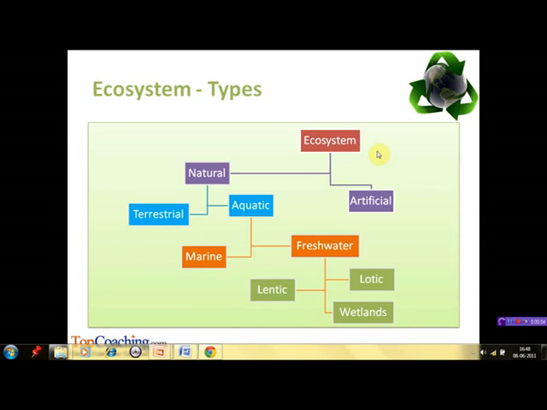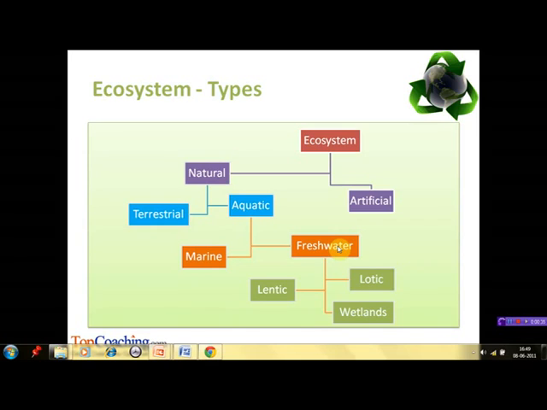The ecosystems can be classified into two types: the natural ecosystems and the artificial ecosystems, or we can say man-made ecosystems. Natural ecosystems are further of two types: terrestrial ecosystems, which are found on land, and aquatic ecosystems found in water. Aquatic ecosystems are of two types. First is the marine ecosystems, and the second type is freshwater ecosystem.